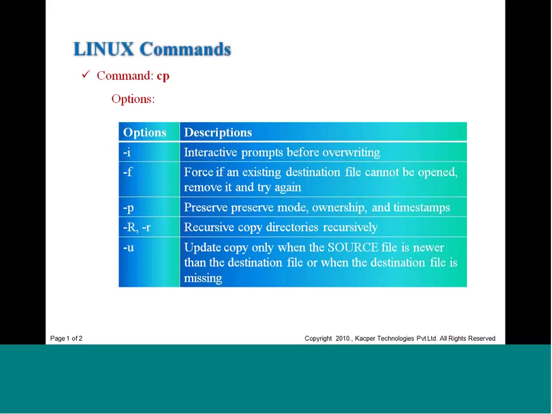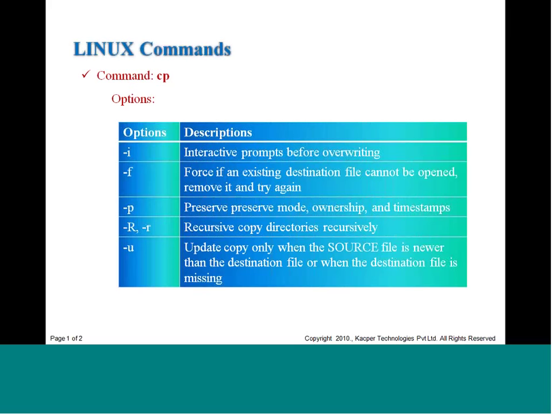-f is the force option, which essentially means it doesn't matter whether the file exists or is preserved, whatever it is. It basically forces it, it will just remove it and then try again. -p is the preserve mode, where the ownership, the timestamps and all those things are preserved. We will see what that means, because there is a special section on file ownership, what kind of things you can do, and also what modes you can work with on a file.